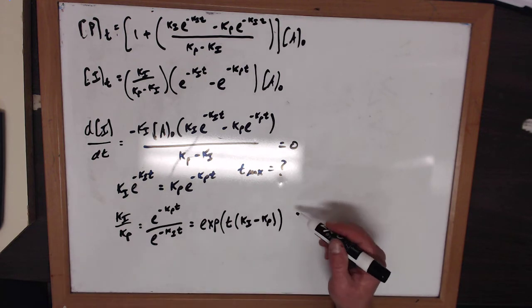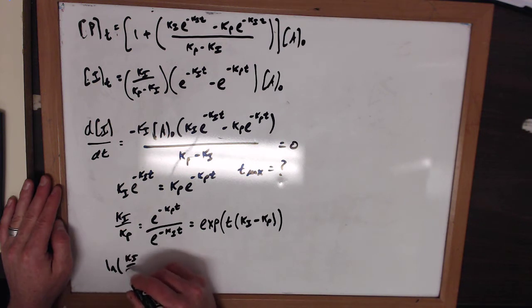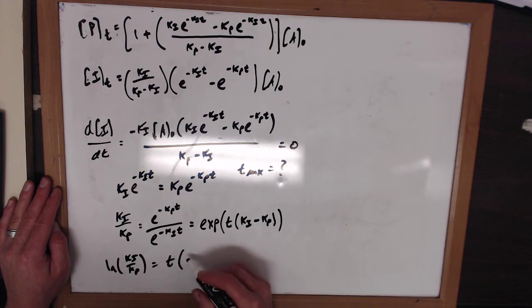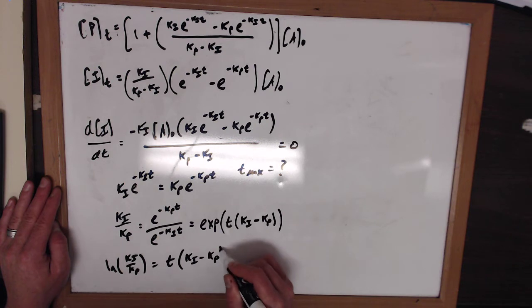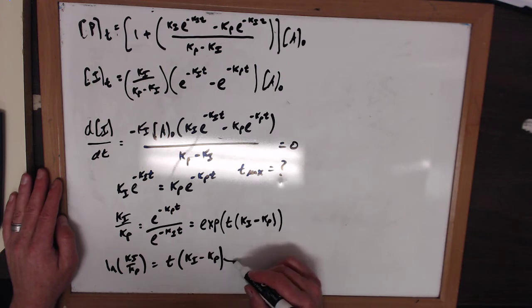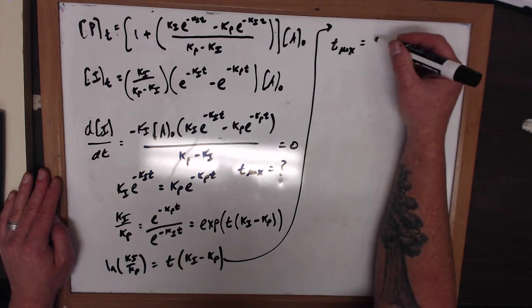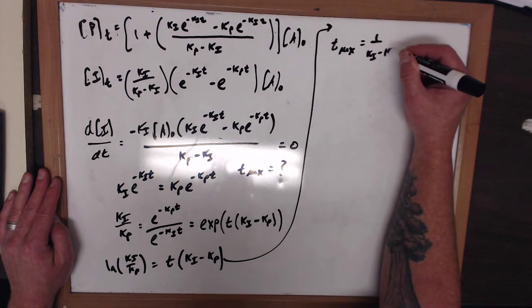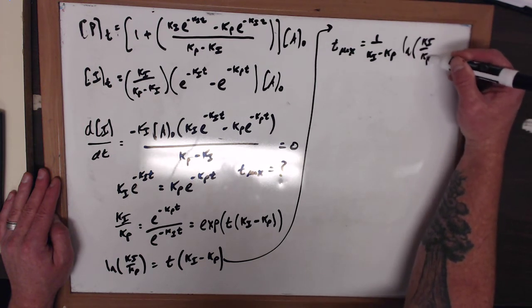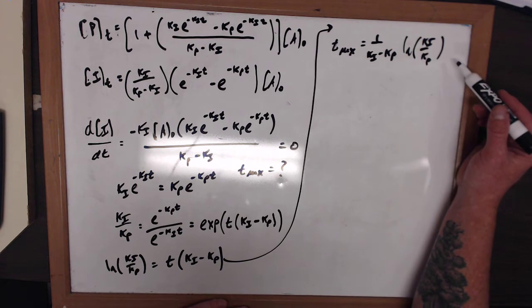And then now what I can do here is take the natural log of both sides. So I get the natural log of Ki over Kp, and then this just ends up equaling t times Ki minus Kp. And then now finally, if I rearrange this for t, we would find that t max equals 1 over Ki minus Kp times the natural log of Ki over Kp. And what's interesting about this expression is it will always result in a positive number.